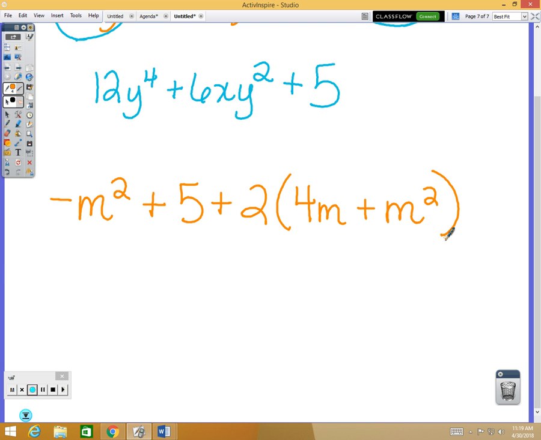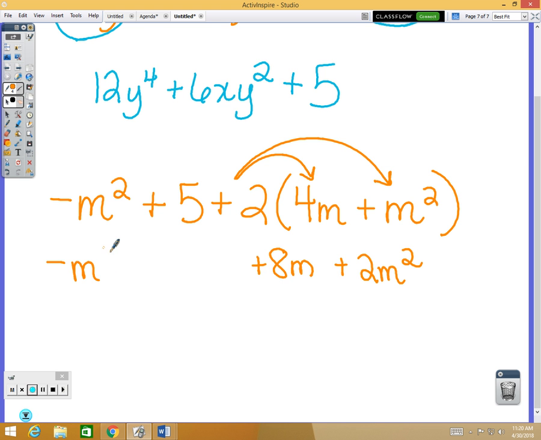So what is positive 2 times a positive 4m? 8m. And what is positive 2 times m squared? A positive 2m squared. Good. Okay, so a positive 8m and a positive 2m squared. Now we did not do anything else with the front of this expression, so I am just going to rewrite my negative m squared plus 5. Okay, so that took care of distributive property.